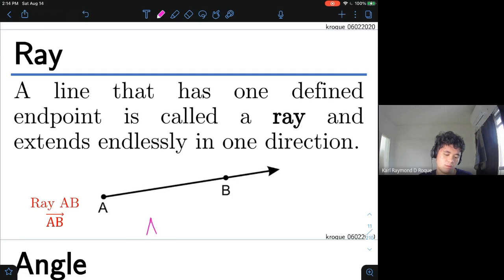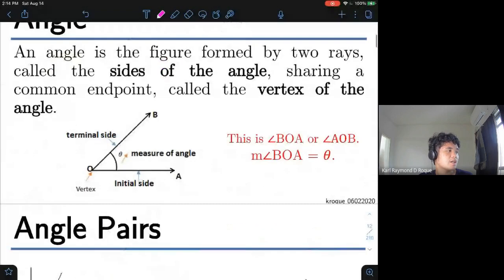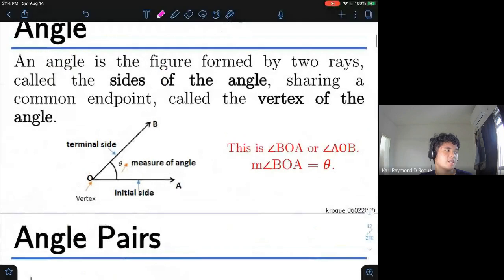How do you name it? Ito. If one line segment. Point, point, tas yan, ganyan, towards the end. Angle naman is a figure formed by two rays and the sides of the angle sharing a common endpoint called the vertex. Ito yung vertex, initial side, terminal side. Kumbaga, yun yung mga parts of the angle. Parang initial yung pinanggagalingan niya, terminal kung saan nakabuka yung angle, no?